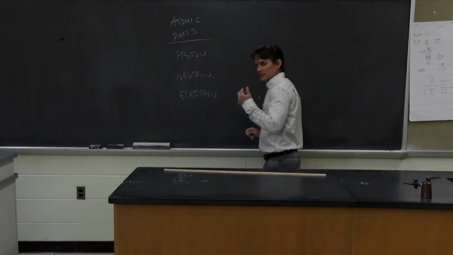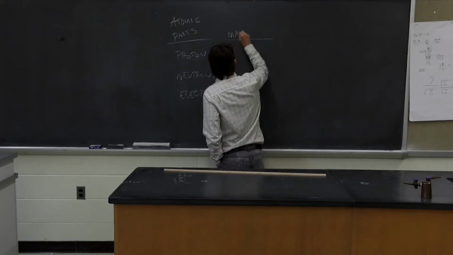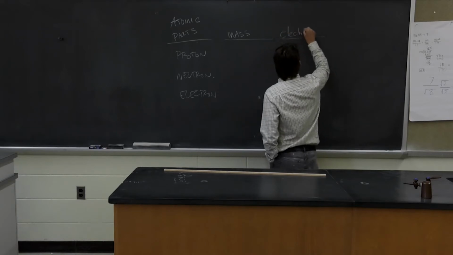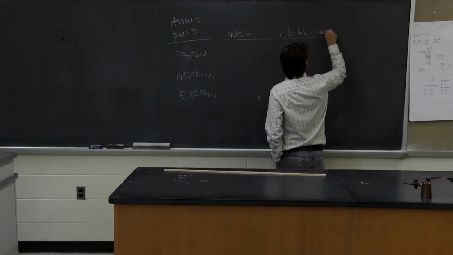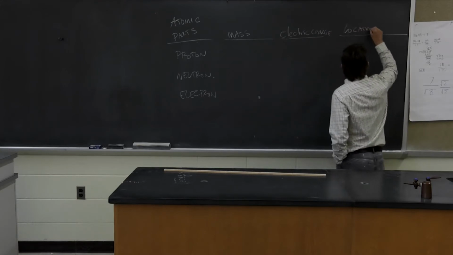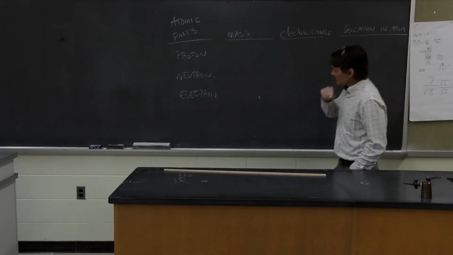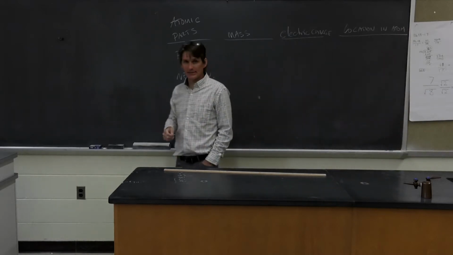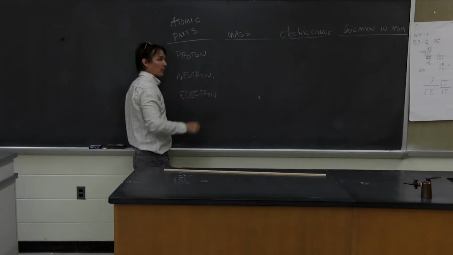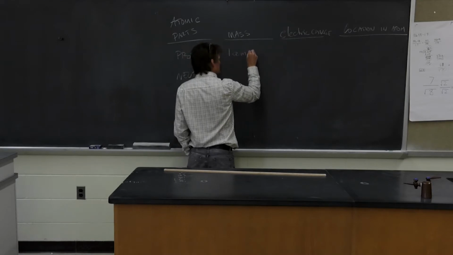And we characterize these by their mass and their electric charge and their location in the atom. So we'll start here with mass. The proton and the neutron both have a mass of 1 atomic mass unit.